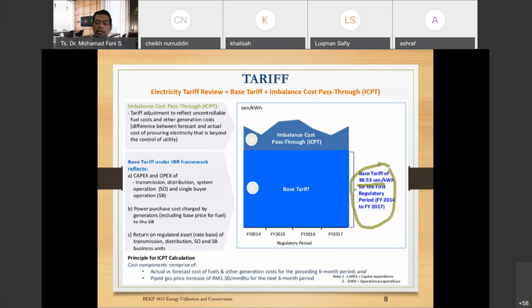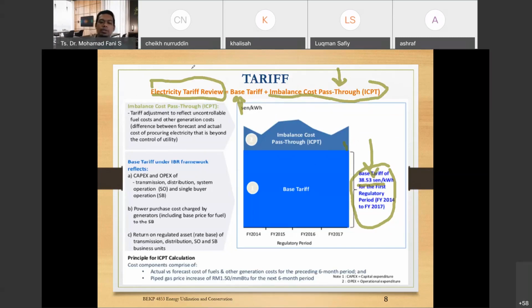So we can say that TMB has the confirmation of the revenue for the operational, supported by this base tariff. From here, they add the ICPT to the base tariff. So the electricity tariff review is based on the base tariff and the imbalance cost pass through, ICPT. What is ICPT? ICPT is a tariff adjustment to reflect uncontrollable fuel costs and other generation costs.